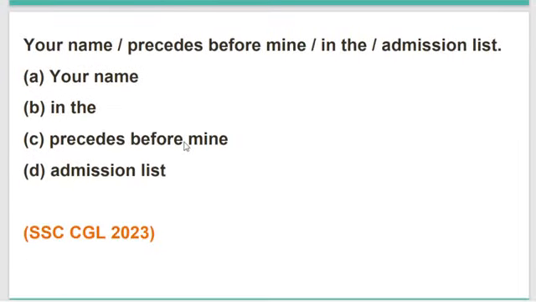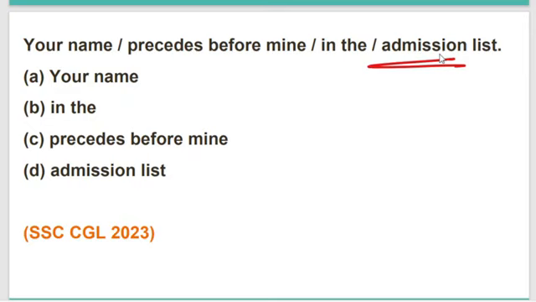Your name precedes before mine in the admission list. Your name precedes before mine in the admission list. So here basically we are talking about a specific admission list. Whenever an admission list is published, it will definitely not have any one student's name. It usually has more than one student's name. That's why it is a list having more than one name, of course.